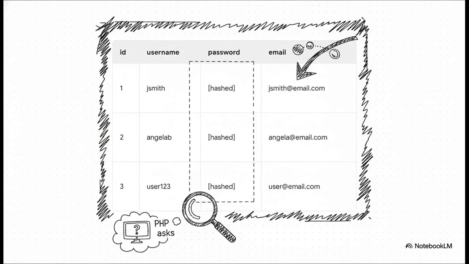And this is pretty much what that librarian's records look like. It's just a simple table, almost like a spreadsheet. You've got columns for the username, the password, the email, and so on. So when PHP asks if a username is already taken, the database just has to quickly scan down this one column to see if there's a match.